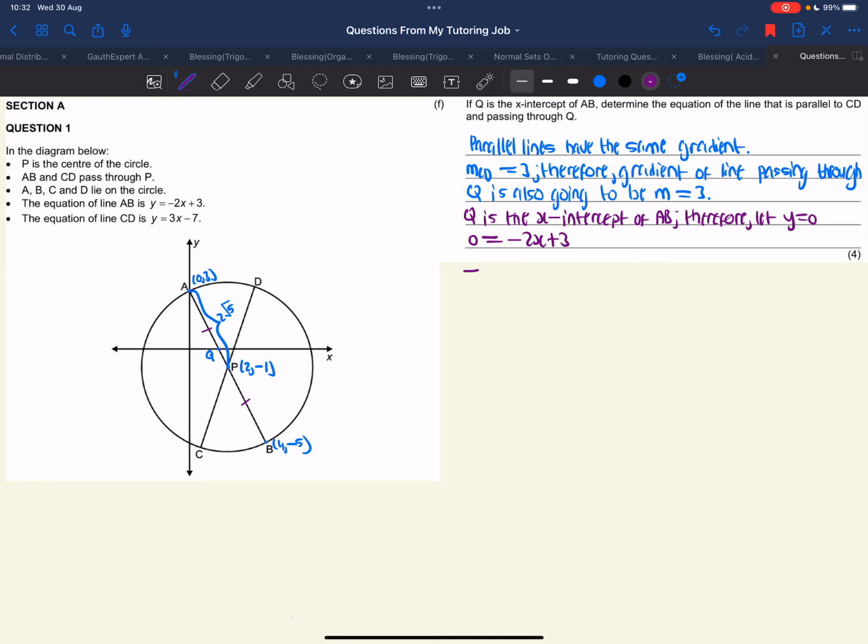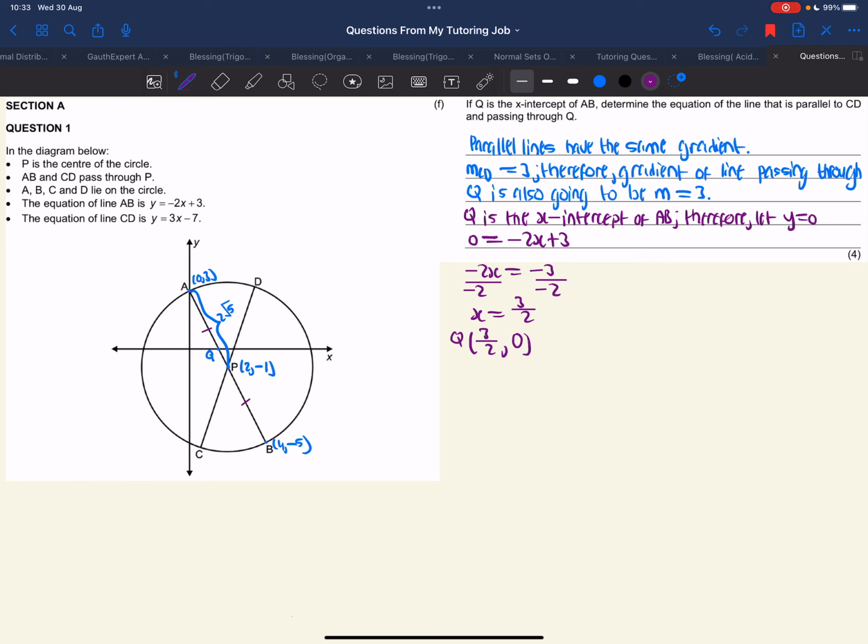If we take 3 to the other side, it will be negative 2x equals negative 3. Then we're going to divide both sides by negative 2, and our x is basically just going to be 3 over 2. That means that Q is basically 3 over 2 comma 0.